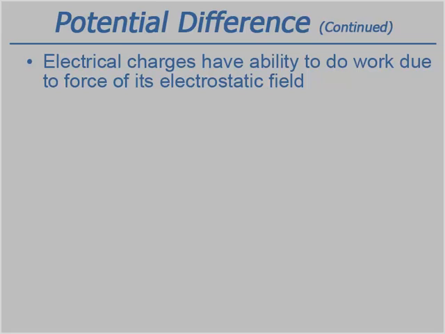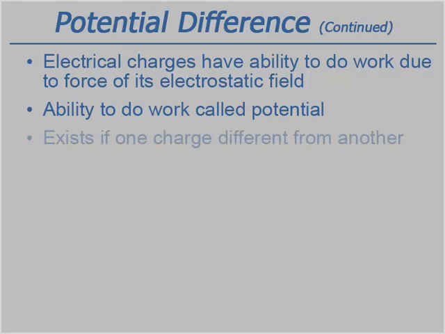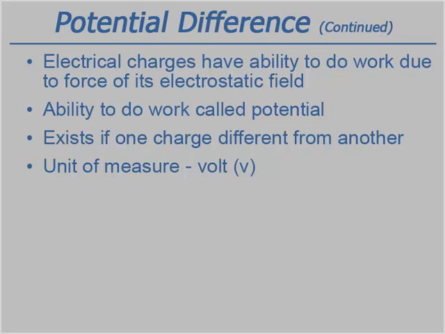Due to the force of its electrostatic field, these electrical charges have the ability to do work when they move another charged particle by attraction and/or repulsion. This ability to do work is called potential. Therefore, if one charge is different from another, there is a potential difference between them. The basic unit of measure of potential difference is the volt, which is symbolized by a V. The symbol for potential difference or voltage drop is E, indicating the ability to do the work of forcing electrons to move. Because the volt unit is used, potential difference is also called voltage.